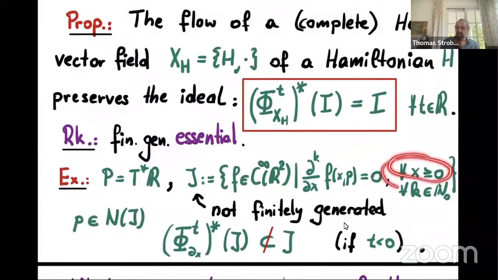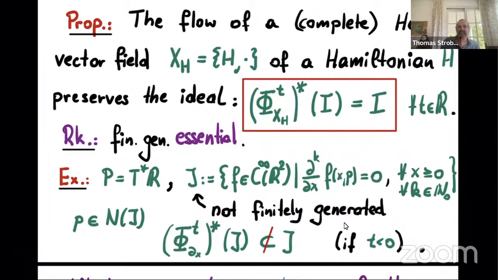So for any x bigger or equal to zero, this is not finitely generated. Now, if you take the momentum function, it is evidently inside the normalizer of this ideal because it just produces a derivative. Its Hamiltonian vector field is just a derivative with respect to x. And so it stays inside J. But the flow of the other function evidently does not preserve J, because this just moves the point x equals zero around, right?